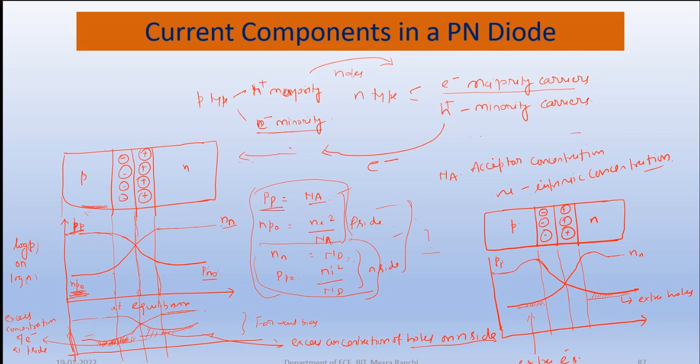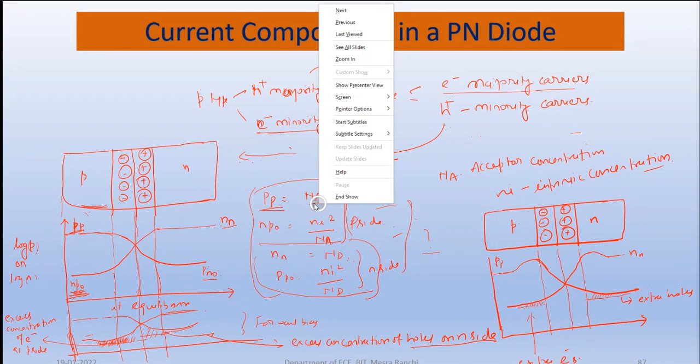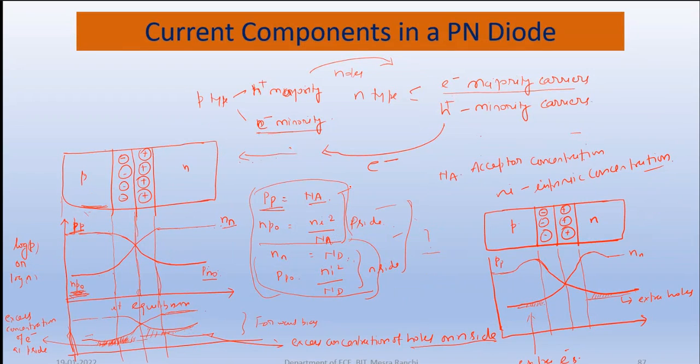Yes. Where pp is nothing but your Na. What was Na? Na was acceptor concentration. So pp is nothing but your acceptor concentration, and this np naught is nothing but the minority carriers at the p side, right? So this is equivalent to Ni square by Na, where Ni square is the intrinsic concentration and Na is the acceptor concentration, right?